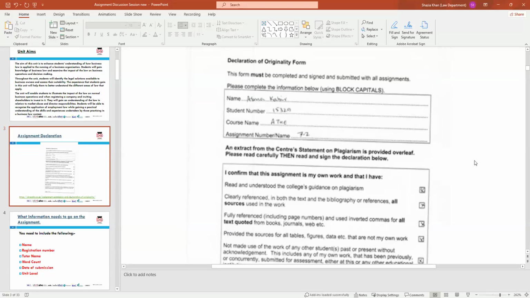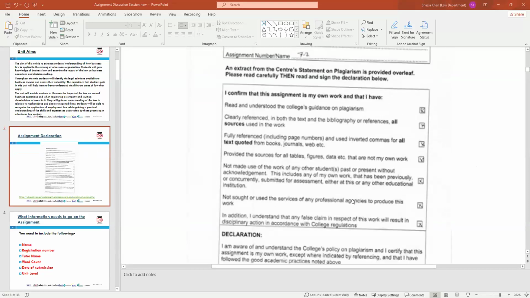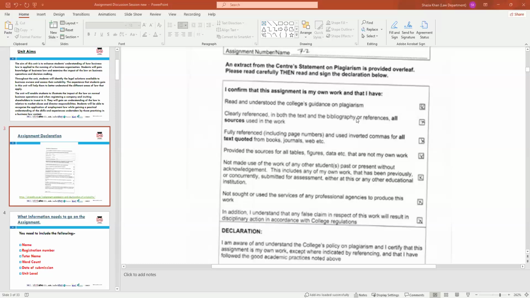Sorry? To authenticate your work. Yeah, what are you doing when you are declaring something on your assignment? You're saying that it's yours. Sorry? You're declaring that it's yours, not anybody else's. And you're also declaring all these things. You're confirming that the work is your own. You've read and understand the college's guidance on plagiarism.